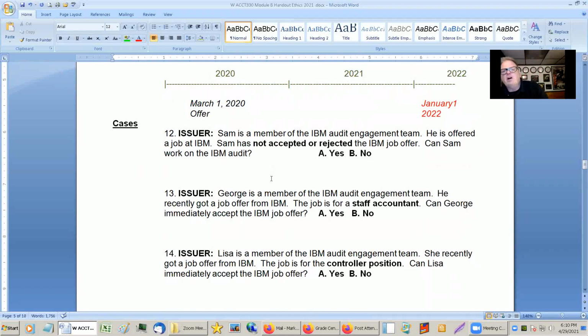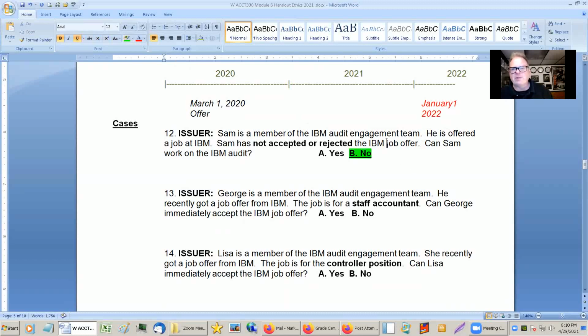Sam is a member of the IBM audit team. He's offered a job at IBM. Sam has not accepted or rejected the IBM offer. Can Sam work on the IBM audit? No. He's still considering it, so Sam cannot do it.